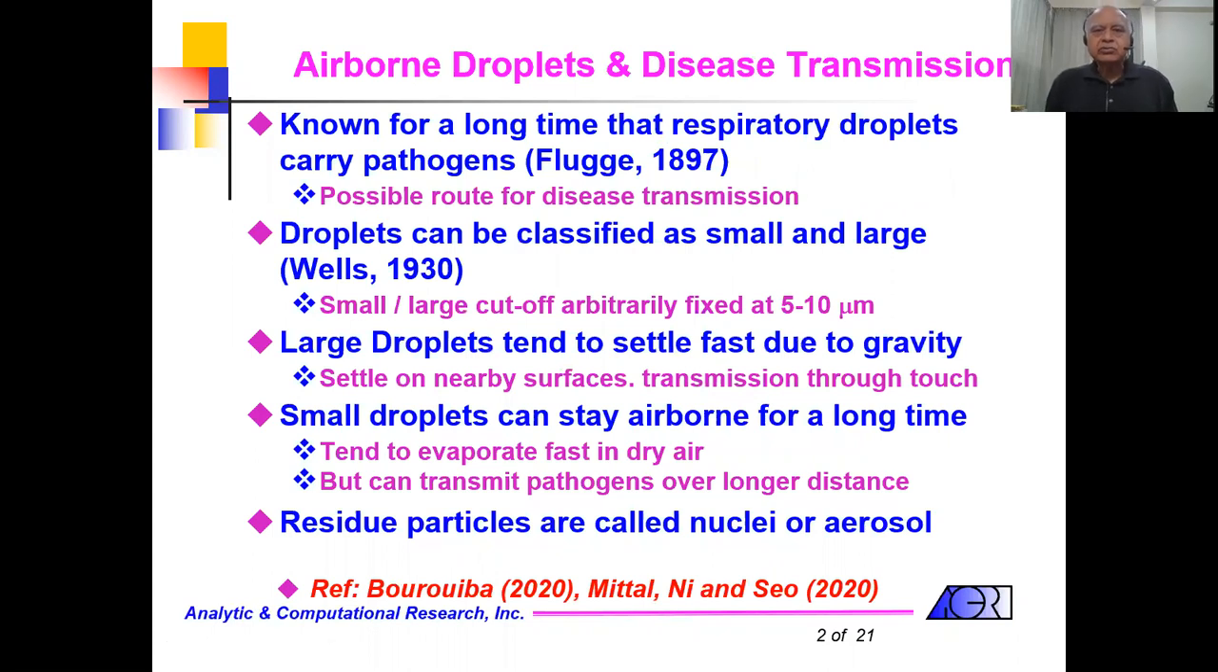Airborne droplets and their relation to disease transmission: it has been known for a long time that respiratory droplets carry pathogens. Droplets can be classified as small or large, and the arbitrary cutoff is typically between 5 and 10 micrometers, or microns. The large droplets tend to settle fast due to gravity, and once they settle on surfaces, they can transmit through touch.